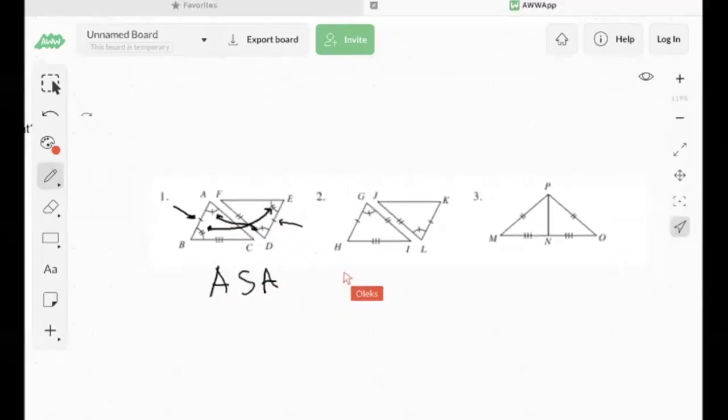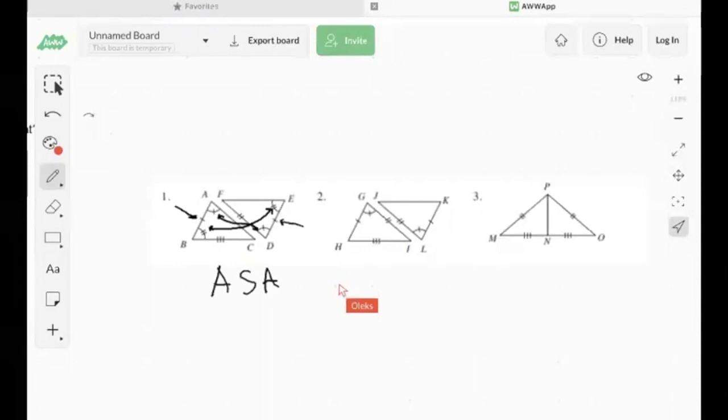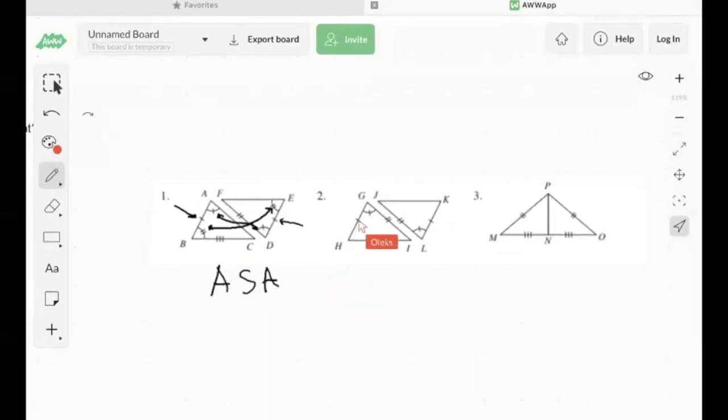Now let's go to the next example. Again, we have some extra markings. So let's see which ones we know are the same. So we know that this angle is the same as this angle right here. And we have two pairs of congruent sides around that angle. So right here, and then also right here and right here. And as a result, we can say that this is SAS congruency.